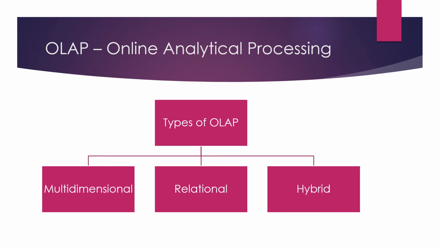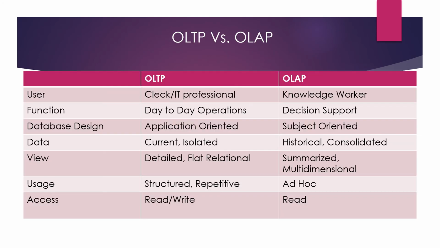There are different types of OLAP: multidimensional, relational, and hybrid. This is an introduction video, so I will not discuss much here. But yes, these are important parts of business intelligence, and we will take separate videos to discuss those points. So I will make separate videos on OLAP and OLTP. Here I have discussed OLAP and OLTP.